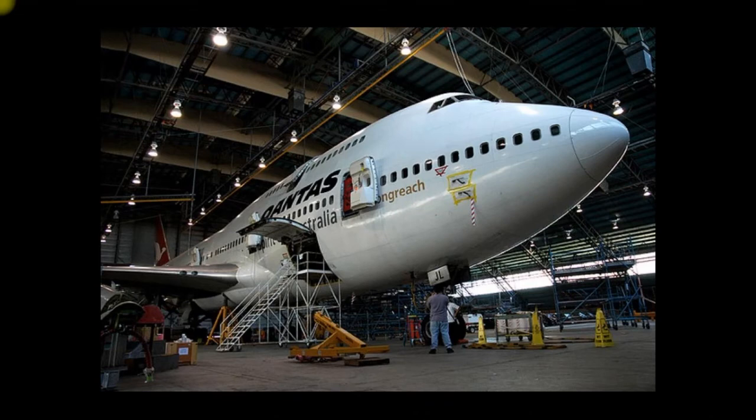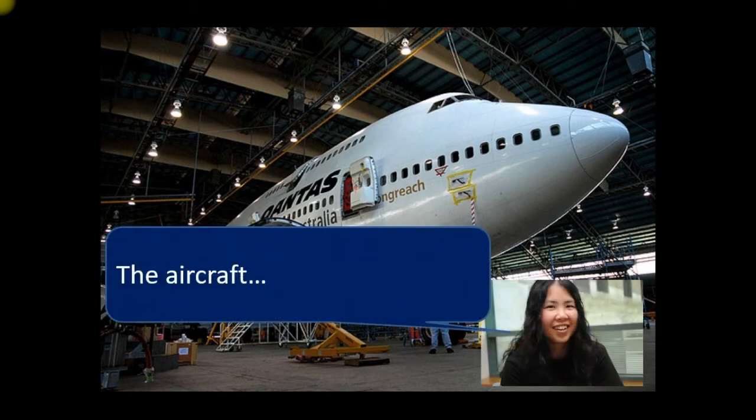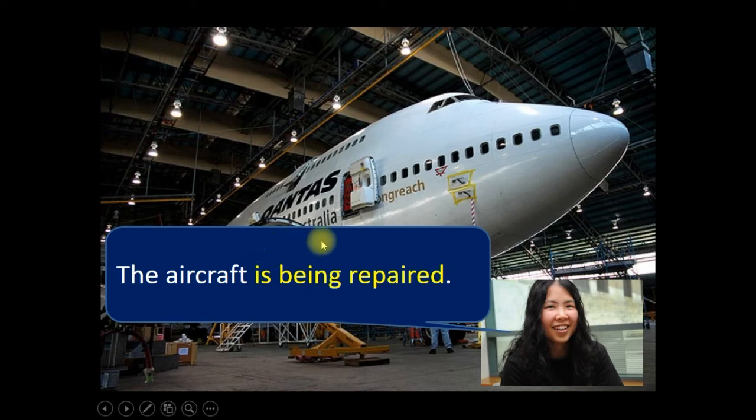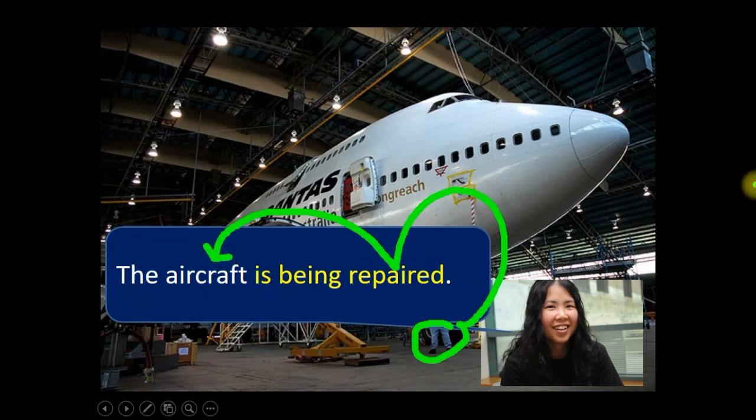Now another example is if we're doing the picture or photo description task. If we look at this picture, we notice what's going on, and you might talk about the aircraft because it's the thing in the center of the photograph, and that's usually what we talk about. Now, we can say the aircraft is being repaired. This is also passive voice because we're talking about the people. Right? The people are repairing the aircraft. So this could be passive voice as well.